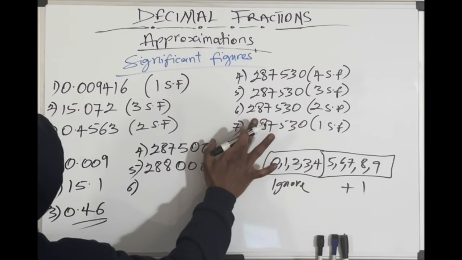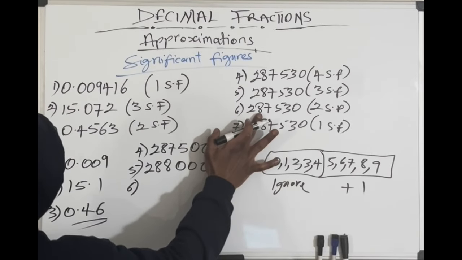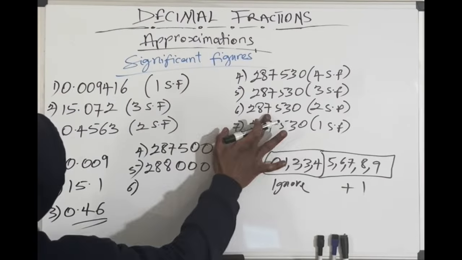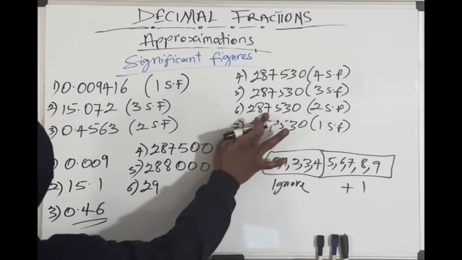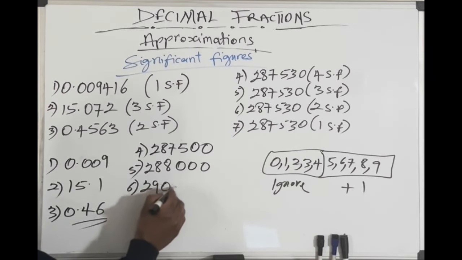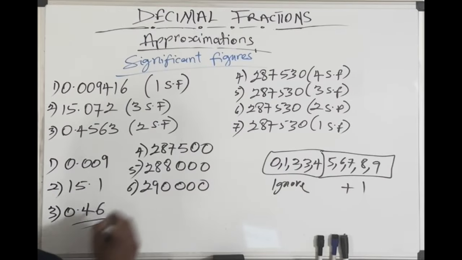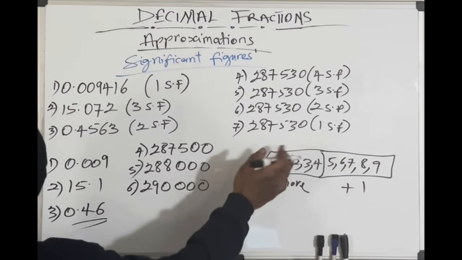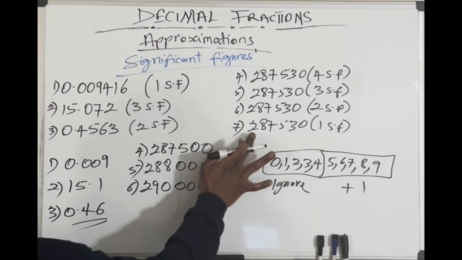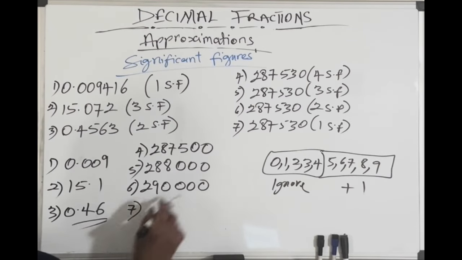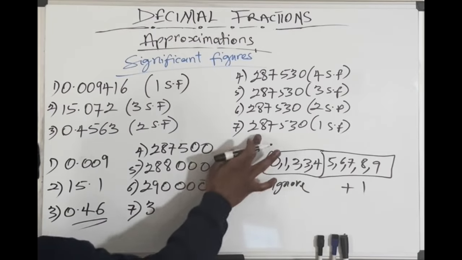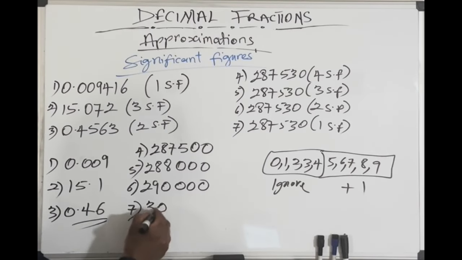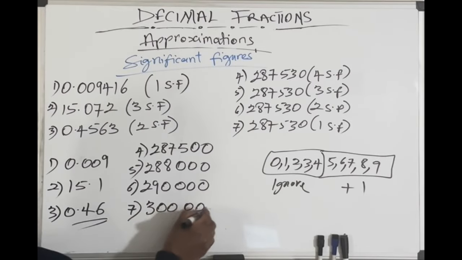Two significant figures. So 1, 2. The next number is 7, which is 5 or more, so we change to 9. And then we replace the rest with zeros. Then the last one, 1 significant figure, which is 2. So we look at the next one, which is 8. So we change it to 3, and replace the rest with zeros.